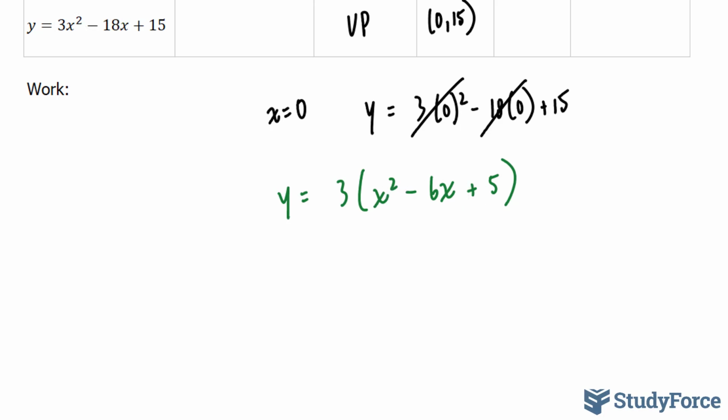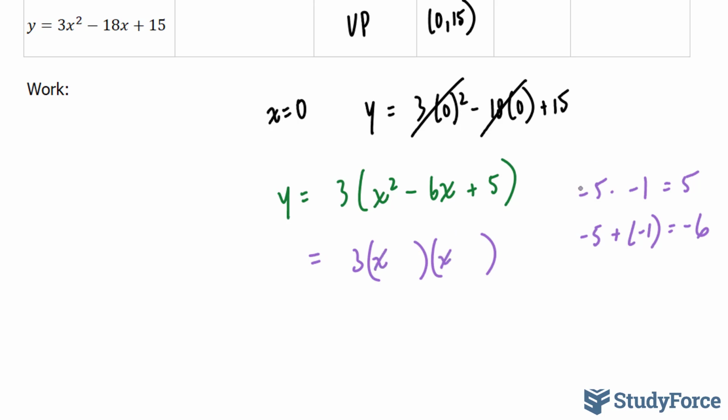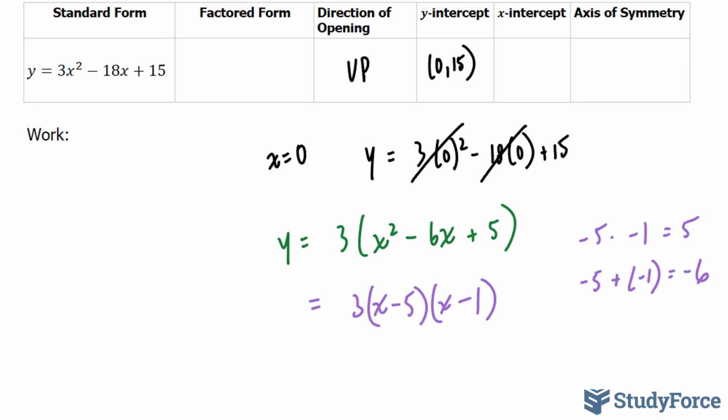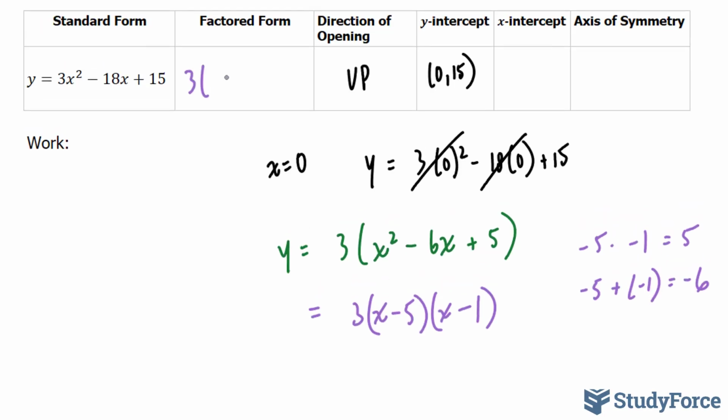Essentially, what I've done is divide each of these 3 terms by the number 3, giving us the following. Now what we can do is find 2 numbers that multiply to 5 and add to negative 6. The 2 that I'm thinking of are negative 5 and negative 1, because negative 5 times negative 1 gives us positive 5, and negative 5 plus negative 1 gives us negative 6. So I'm going to open up 2 sets of brackets where we have x in both, and place this minus 5 right here and this minus 1 right here. There you have it. The standard form equation is now in factored form, and I'm going to write that in this slot: 3 times (x minus 5) times (x minus 1).